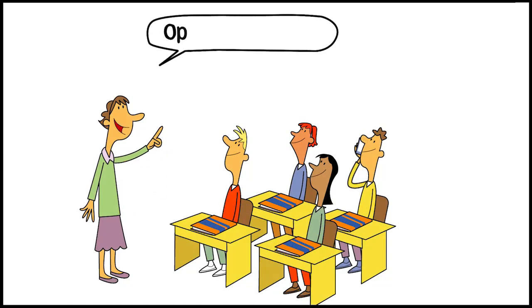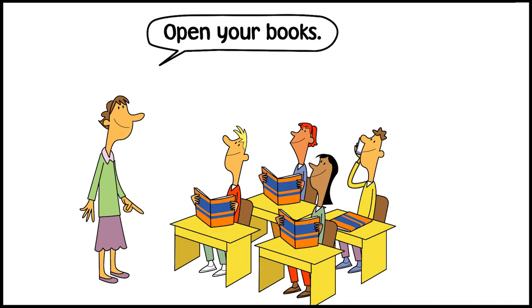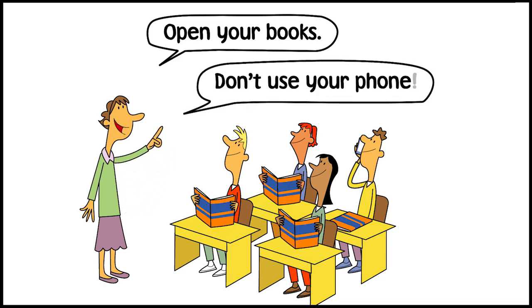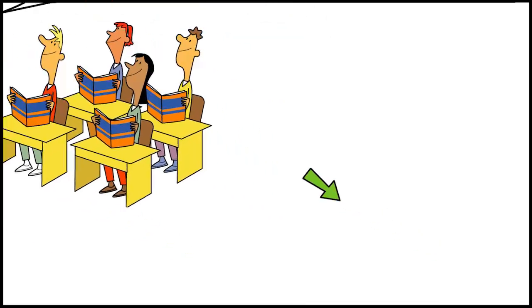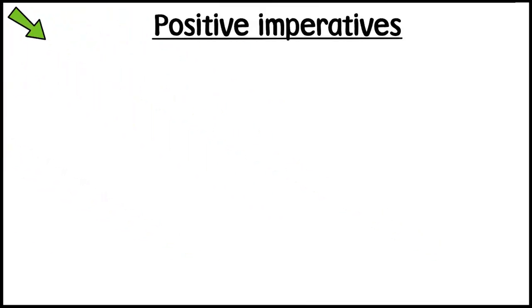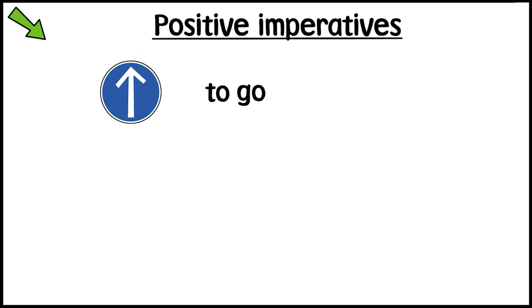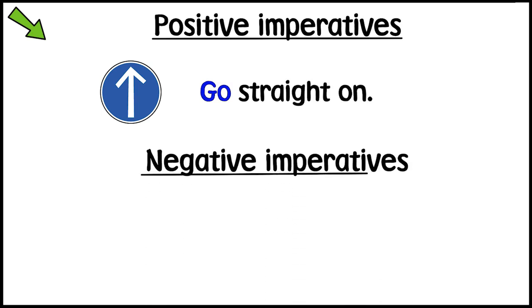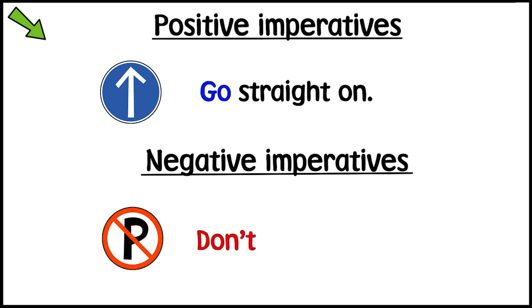Imperatives. Open your books. Don't use your phone. We use imperatives to give instructions and directions. We form positive imperatives with the infinitive without to. Go straight on. We form negative imperatives with don't and the infinitive without to.